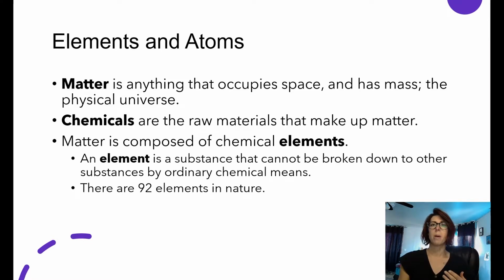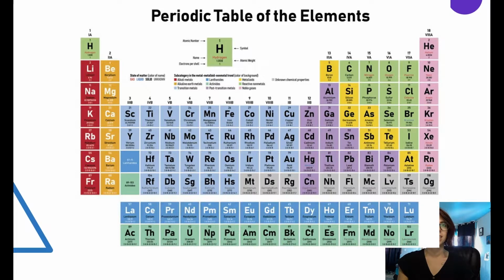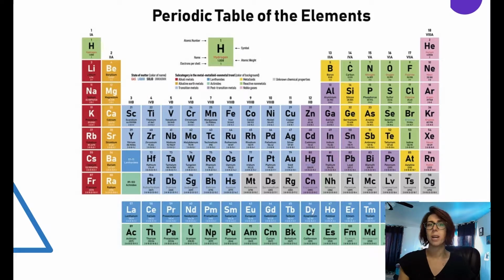Now, matter is composed of chemical elements, and an element is a substance that cannot be broken down to other substances by ordinary chemical means. There are 92 elements in nature. And you may have seen a periodic table before. This table is not just a list of elements and their abbreviations. It also gives you important information about each element. We're going to talk about how to interpret periodic tables throughout this lecture. You'll notice, though, that there's more than 96 elements on here. There's 103. We've created new elements that are not found in nature in laboratories.